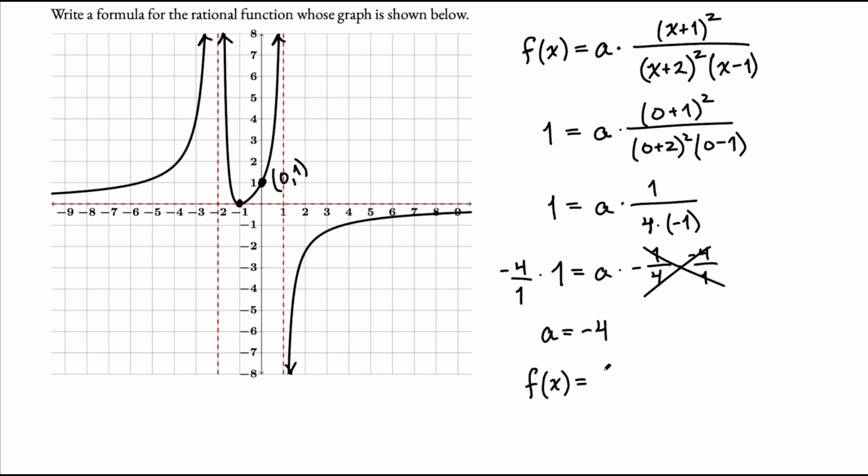Our final function here is f of x equals -4 times the (x plus 1) squared over (x plus 2) squared times (x minus 1).